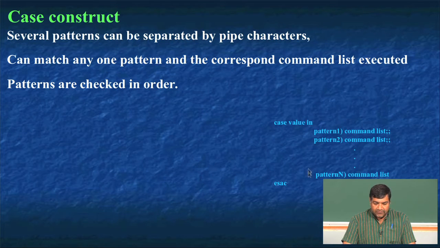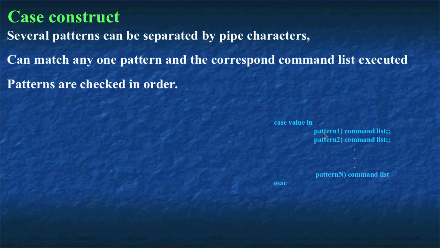Let us say for example in this case we have pattern 1, and this pattern 1 can have sub patterns. When you have sub patterns, you check sub pattern 1, you check sub pattern 2, sub pattern 3. If any one of these sub patterns matches, then you execute this command list. That is the way a case statement works.